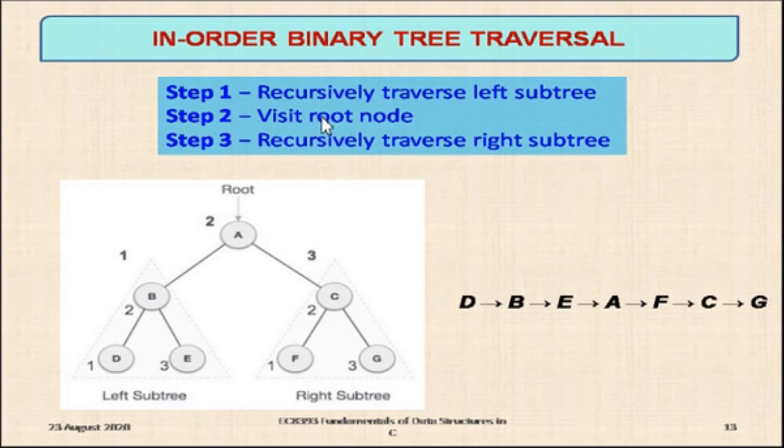There are three steps. So this is the binary tree, and as usual we have the root and subtrees. How do we traverse this tree by the in-order technique? The algorithm is: step 1, recursively traverse the left subtree; then visit the root; then traverse the right subtree. Recursion means calling the function within the same function.